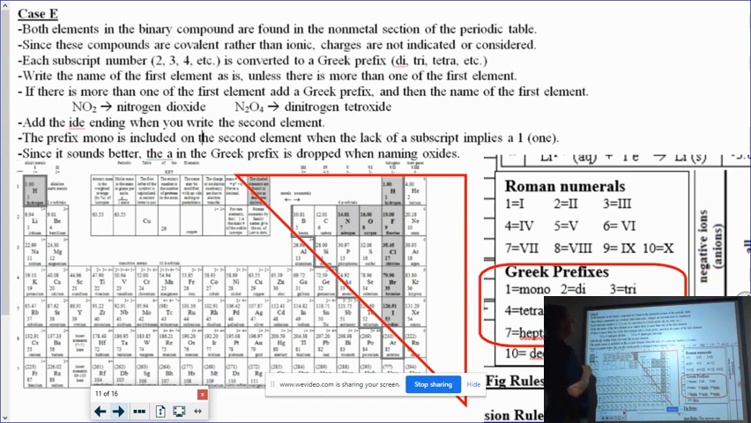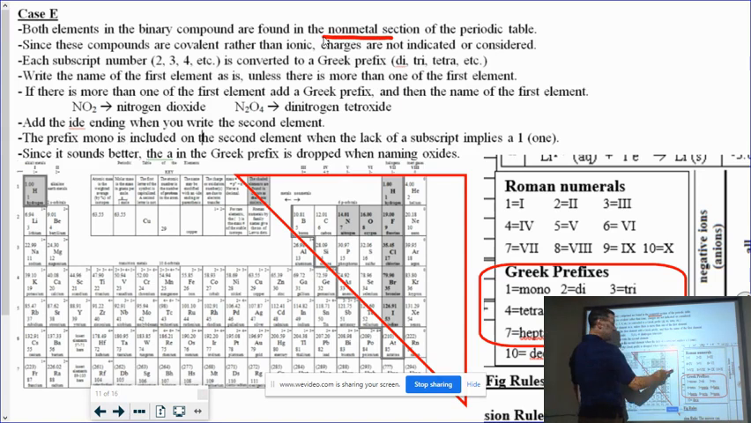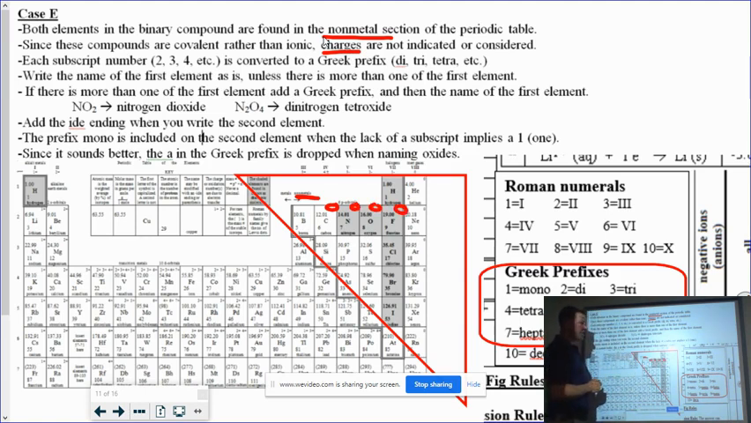So up here, case E, all the compounds are found in the nonmetal section. That's this triangle right here. You have nonmetals written right there at the top of your periodic table. So everything's found in this triangle. These compounds are covalent, meaning they share electrons. We don't look at charges. We don't care about the charges that are in each of these boxes. Doesn't matter. They're all negatives. Negatives can't add up to 0. We're going to look at subscripts.